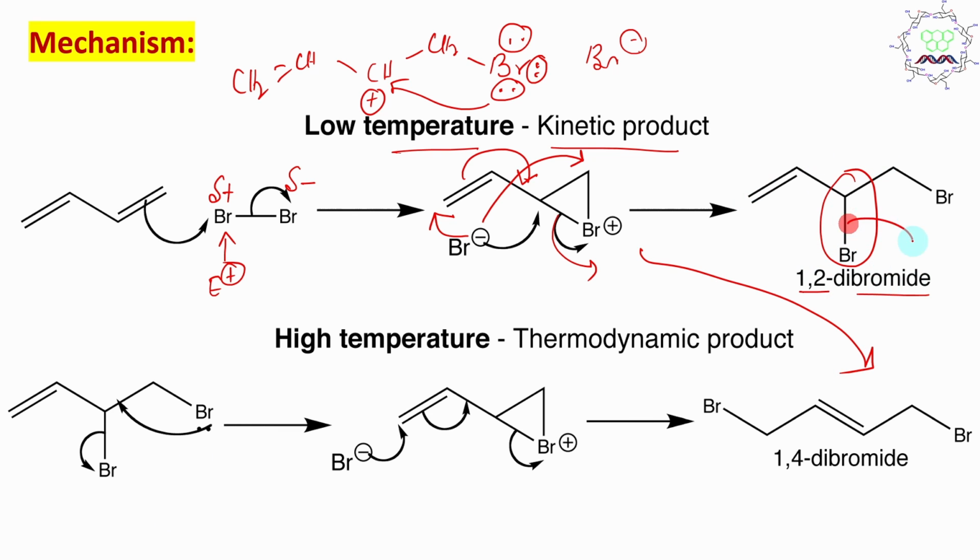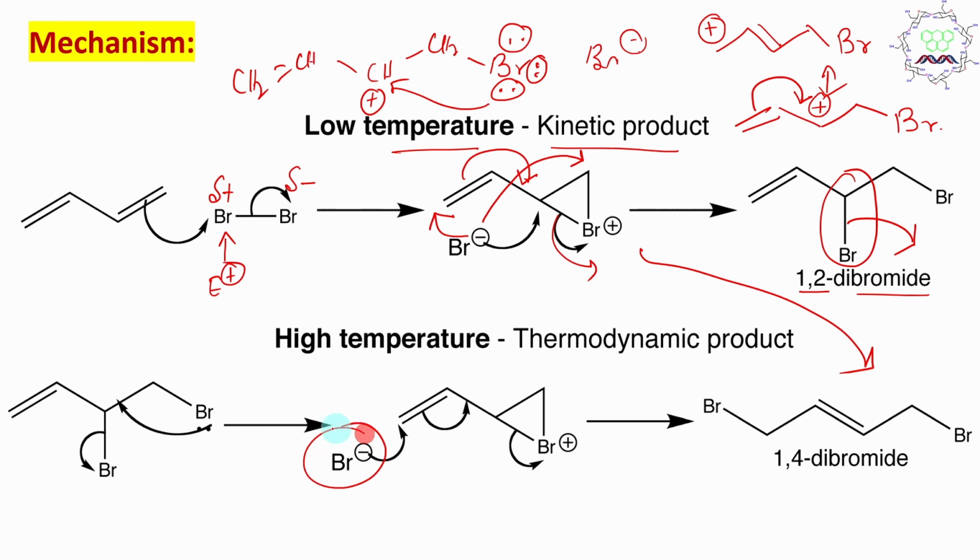What can happen? This bond can be broken pretty easily. Why? Because after this breakage, it will produce an allyl cation, which is resonance stabilized. What do I mean? This pi bond can participate in resonance. So this is Br, this is the positive charge. Now again the next Br minus can attack this positive charge. So you will end up with the same product.